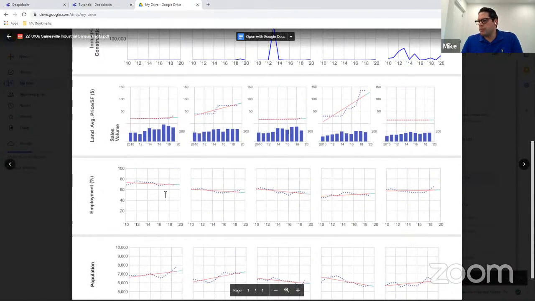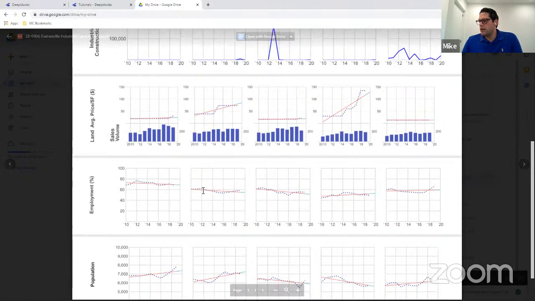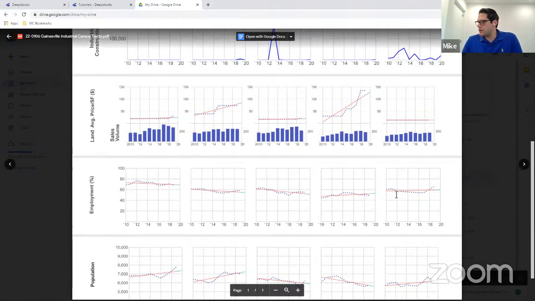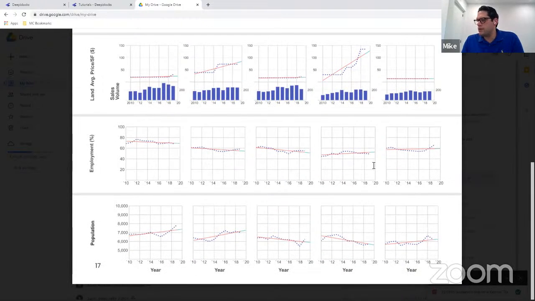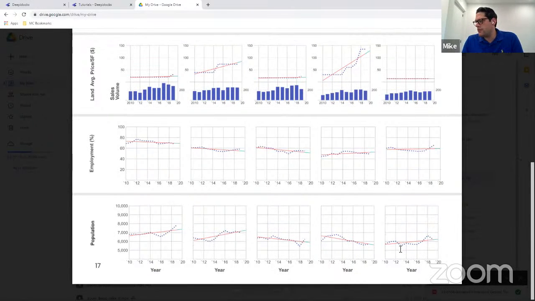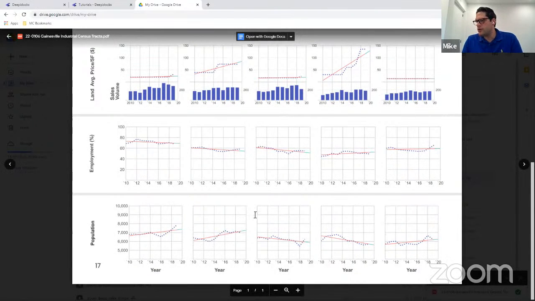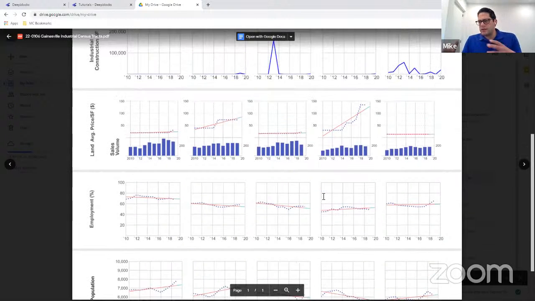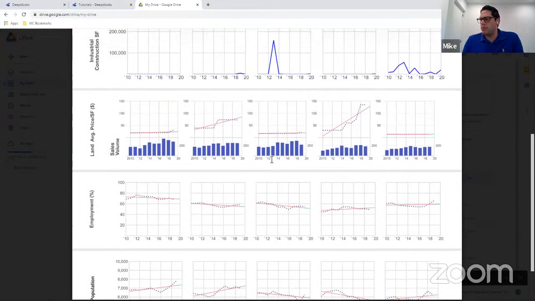We can also look at employment percentage over the last 10 years. In census tract 11, we're seeing a slight decline, but in census tract 4, we're seeing an uptick. Another good indication that there's employment growth, which will help fulfill the employment needs for that particular industrial center. Lastly, we can look at population. We're seeing a nice incline in 11, but also a nice incline in 4. So this is a nice little snapshot, a sneak preview of what we are building out.